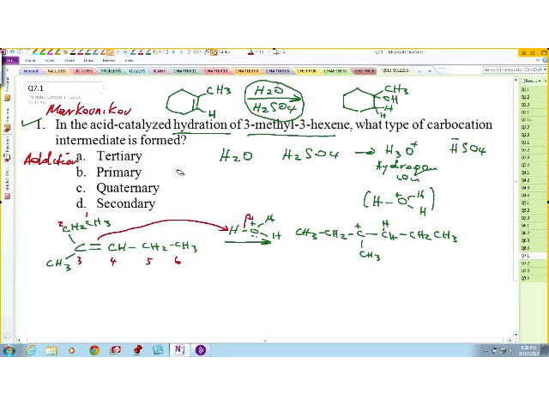So what is the answer to this question? Okay, what is it? A, which is, this carbocation is a tertiary carbocation. Very good. Okay, that's the question that you are supposed to answer. Okay, so the answer here is A, tertiary carbocation.